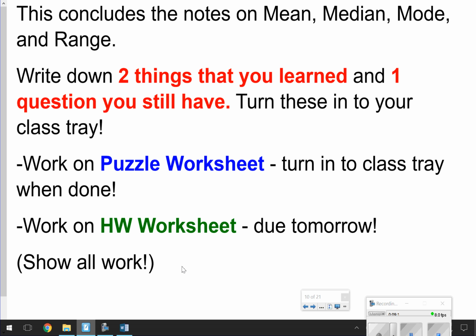The next thing is you're going to be getting a puzzle worksheet on mean, median, mode, and range. It's the one where you can find your answer within the sheet and it spells out something at the end. Finally, you need to make sure that you pick up your homework worksheet. This is a 10-question worksheet just on mean, median, mode, and range. Very cut and dry. That is going to be due tomorrow as well.